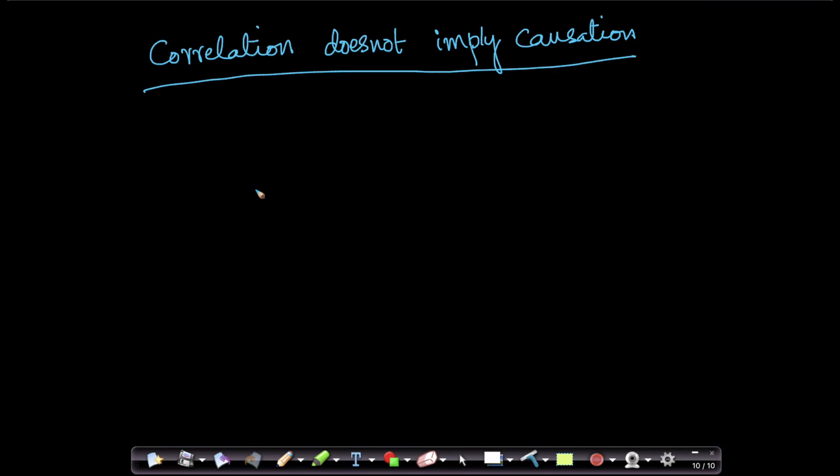The next useful idea about correlation is how often it's misinterpreted. There is a very famous statement in statistics which is: correlation doesn't imply causation. Let me explain this idea with a very simple and very nice example.